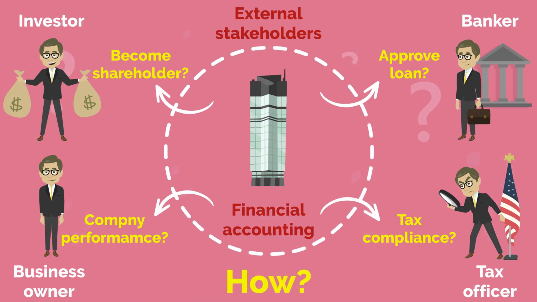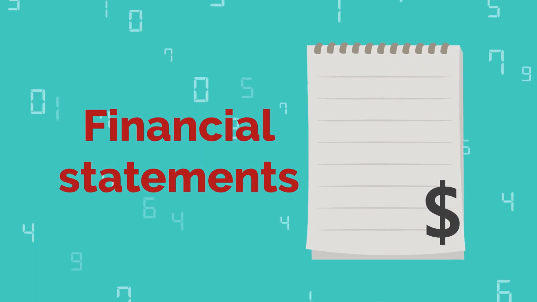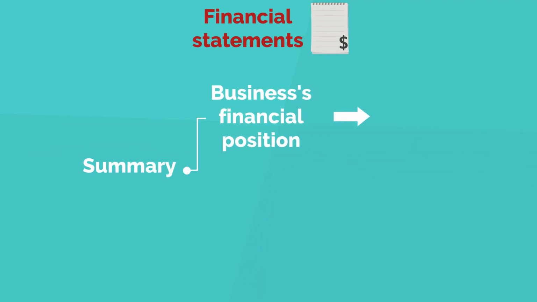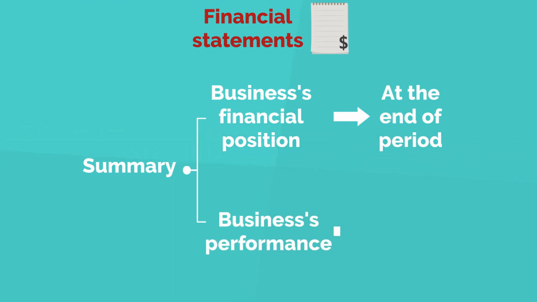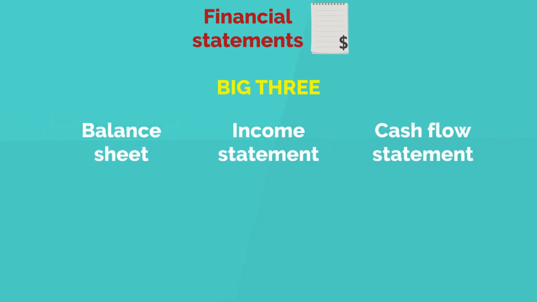But how? How does accounting present this information? It is primarily through what are called financial statements. Financial statements are a formal summary of a business's financial position at the end of an accounting period, as well as a summary of how it performed from one period of time to the next. The relevant period is usually annually or monthly. There are three main financial statements, what we call the Big Three financials. These are the balance sheet, the income statement, and the statement of cash flows.